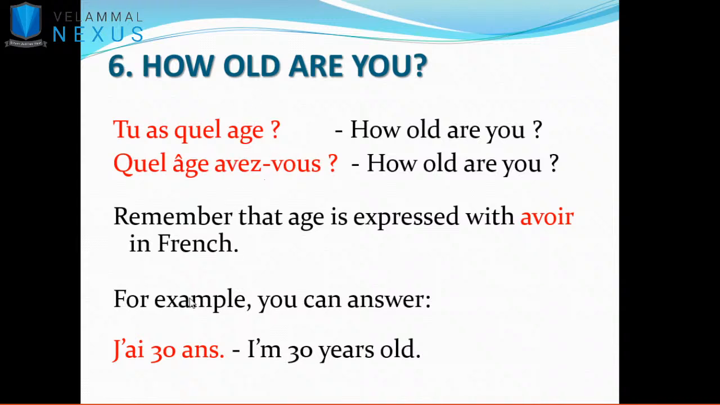You can see in the answer also. For example, you can answer, j'ai 30 ans. J'ai means I have, right? You don't translate it as "I have 30 years," but we use our verb avoir, while in English we say it with the to be verb: I am 30 years old. Quel âge avez-vous? J'ai 30 ans.